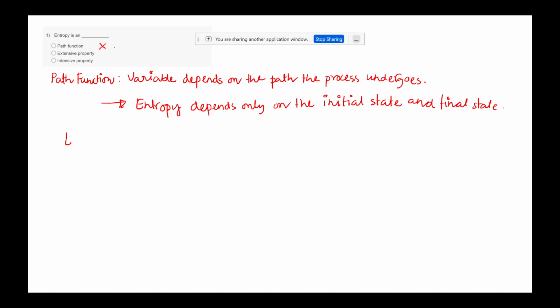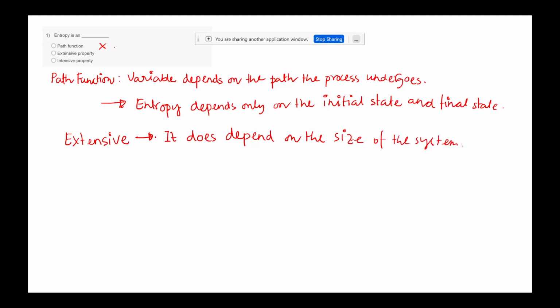Now what is extensive property and what is intensive property? Now extensive property means it does depend on the size of the system. Means if size increases, that particular variable or that particular function will also change. And intensive is where it doesn't depend on the size.